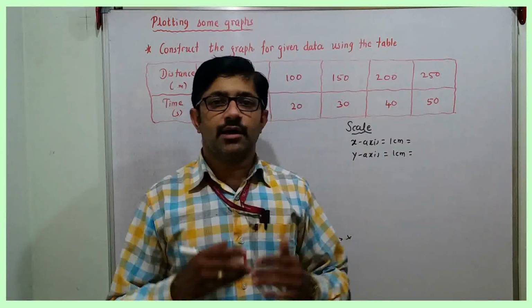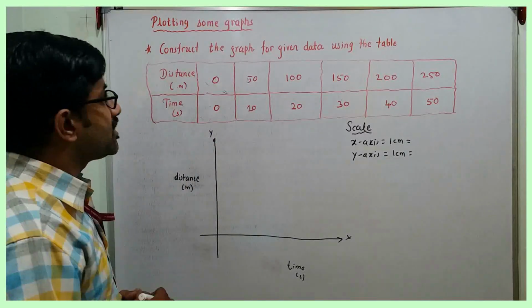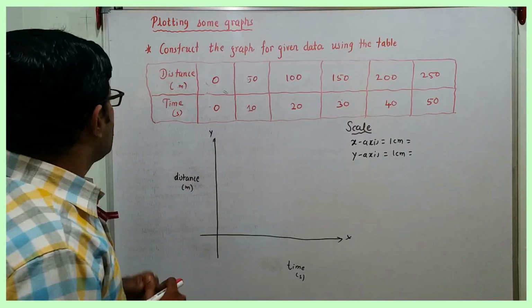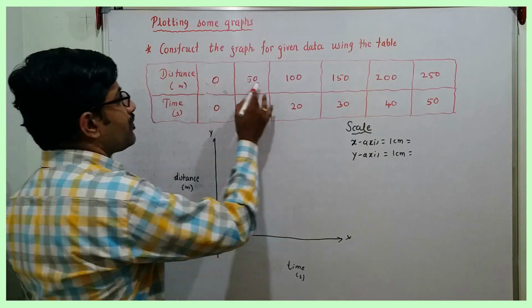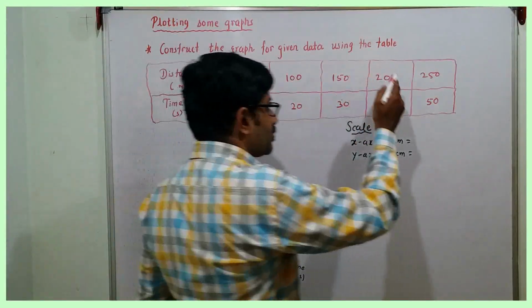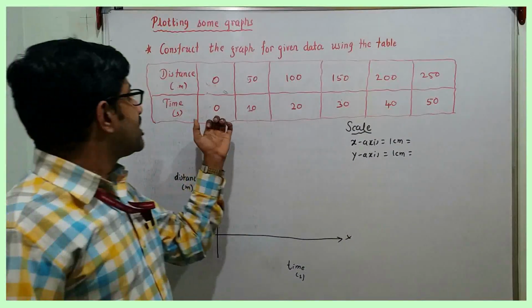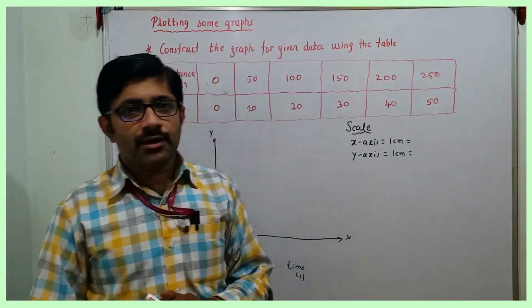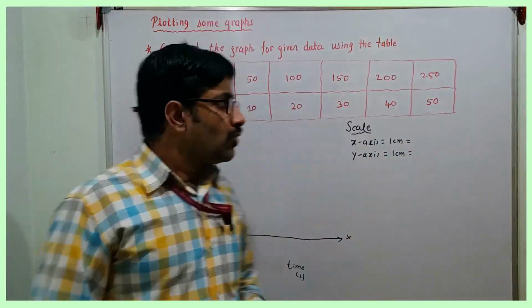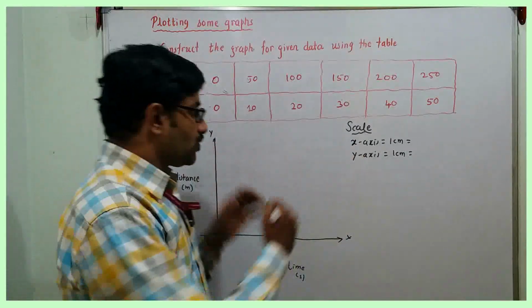Let me take another example here. Construct the graph using the given table. The distance in meter is 0, 50, 100, 150, 200, 250. Similarly, time in second is again 0, 10, 20, 30, 40, 50. So this is our data. We are plotting the distance-time graph for these values.